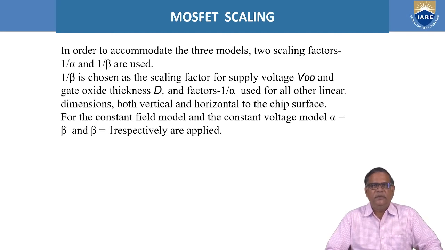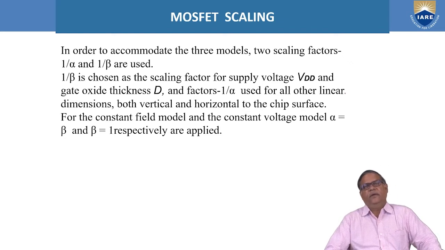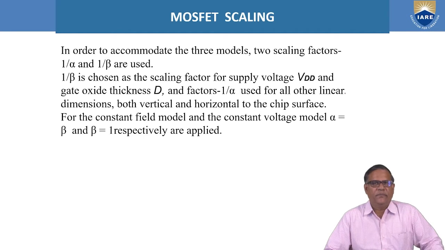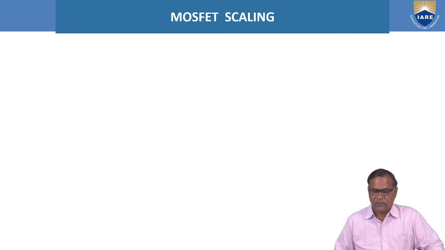For the combined model, we are going to use both alpha and beta, where alpha and beta are greater than 1 and typically assume a value of 1.4. For the constant field model, alpha is equal to beta, and for the constant voltage model, beta is equal to 1. Now I will give you a pictorial view of an N MOSFET showing the linear dimensions.